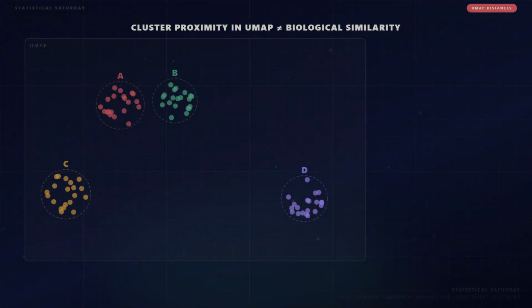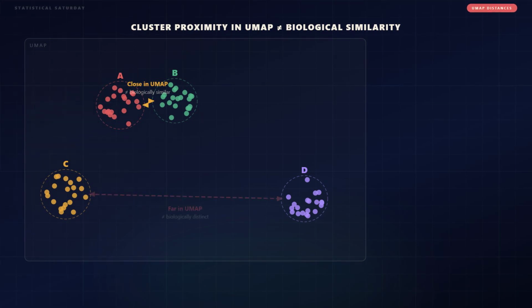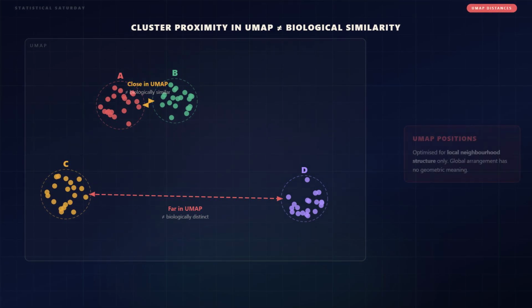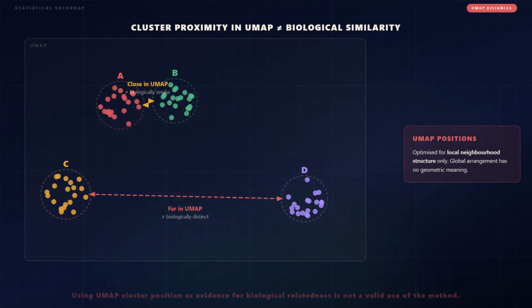UMAP and TSNE do not preserve global distances. Two clusters close in a UMAP plot are not necessarily similar in the original high-dimensional space. Two clusters far apart are not necessarily distinct populations. The layout is optimized for local neighborhood structure. The global arrangement of clusters in a UMAP has no geometric meaning. Using the position of clusters in UMAP space as evidence for their biological relatedness is not a valid use of the method.